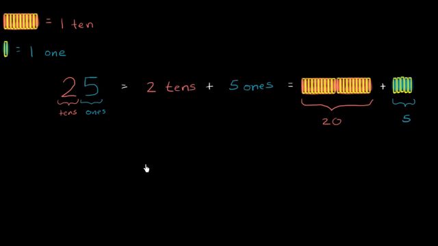So once again, all ways to represent 25. You could view this as 2 tens plus 5 ones, or you could view this as 20. Let me write this down. 25. Because this 2 is 2 tens, that represents 20, plus the 5 ones.